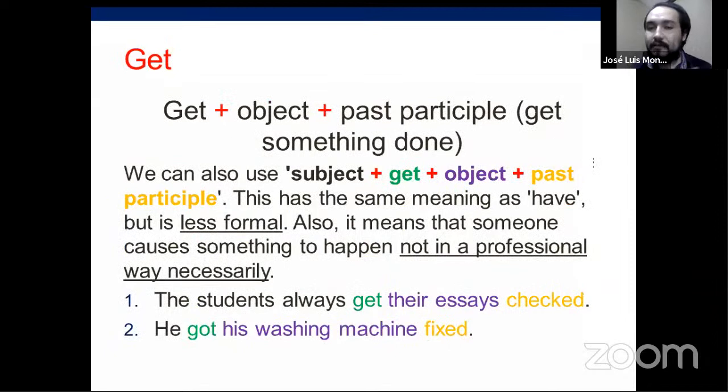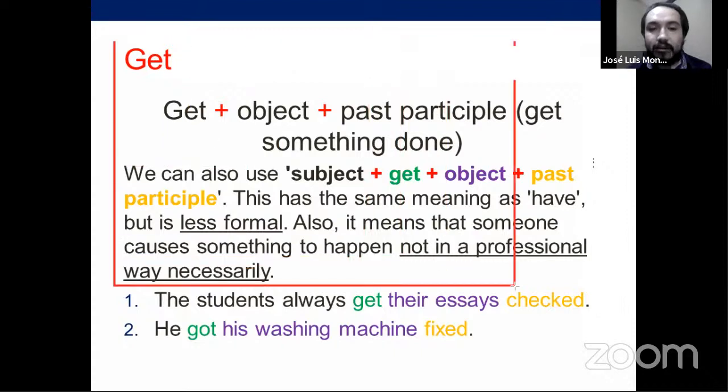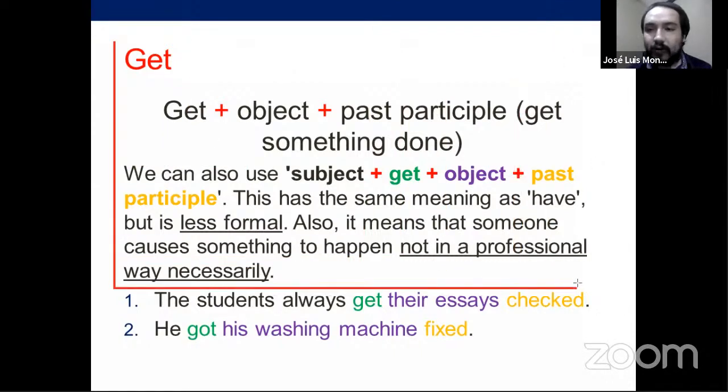But if you use get, it's not formal, all right? It's less formal, let's say, and it's not always that you pay someone. Sometimes it means that you convinced someone to do it. Not every time, all right? It also works for professional relationships, but it's informal, all right? It's an informal way to say it. So help me read, please, the formula and the first explanation until that part.